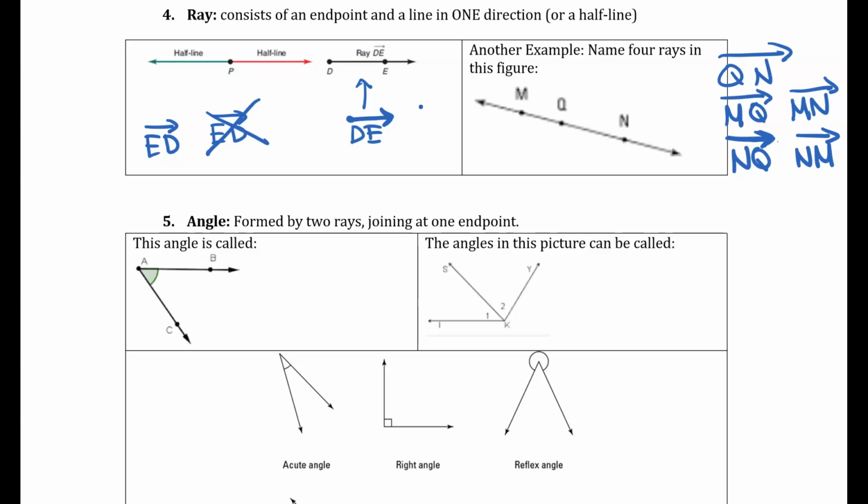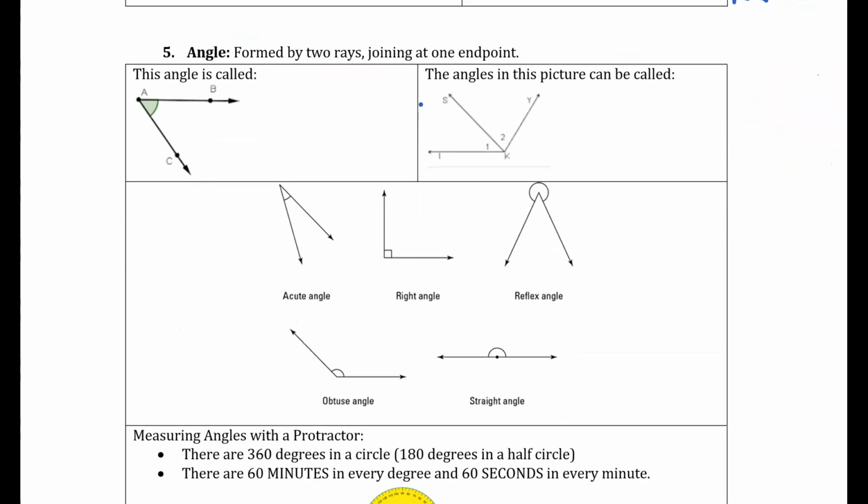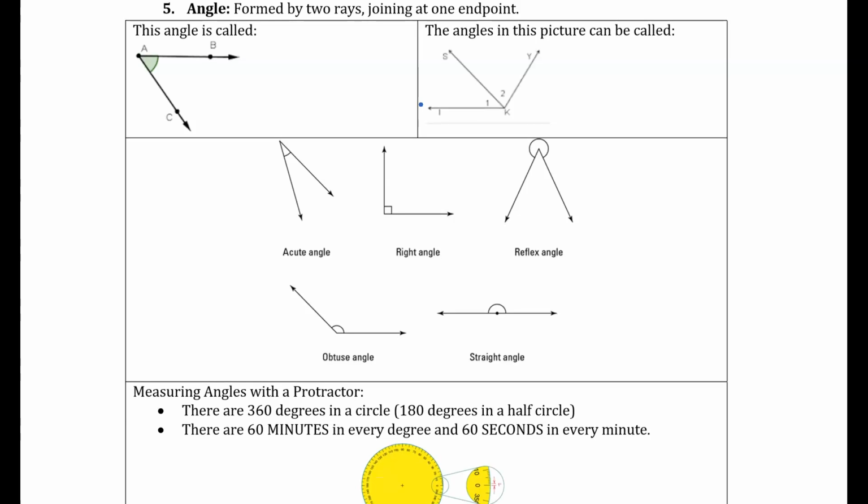That's more than 4. The reason it's good to talk about rays is because rays are part of angles. An angle is formed by 2 rays. So if we want to talk about what an angle is, we have to first talk about what a ray is. So an angle is when we join 2 rays together. In this example, we have ray AB and ray AC, and they come together to make an angle.